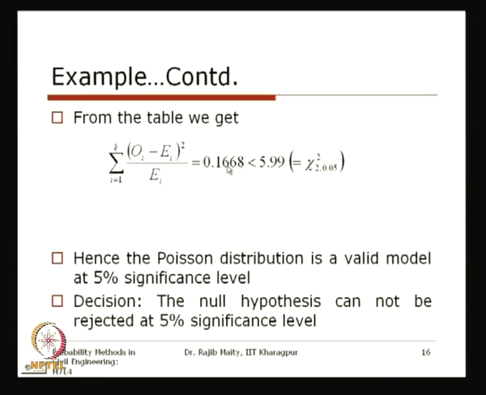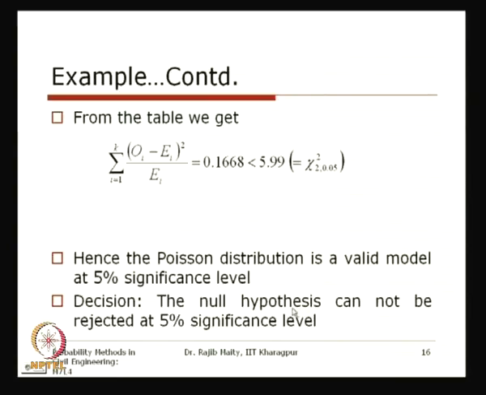Which is now less than the 5.99 that we have seen from the table. So, this is less than this critical value. Hence the Poisson distribution is a valid model at 5% significance level. So, the decision for this test is that the null hypothesis cannot be rejected at 5% significance level. There could be other ways to express it, such as the null hypothesis is not rejected.